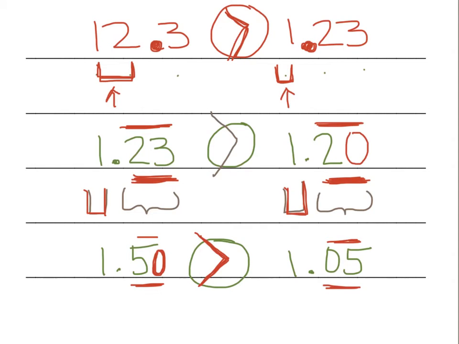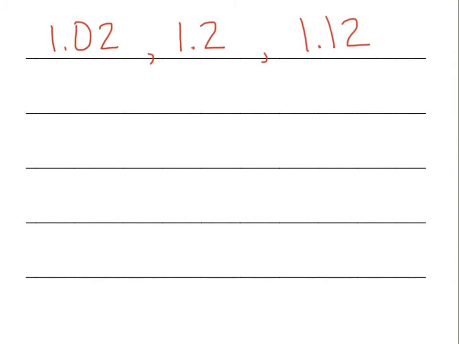So, first step is look at your whole numbers. Second step is balance out your decimal places so you have the same number of decimal places on each side. And then compare from there. Now, sometimes you won't be just comparing 2, but you'll need to put more than 2 in order. That would be the ordering of decimals.